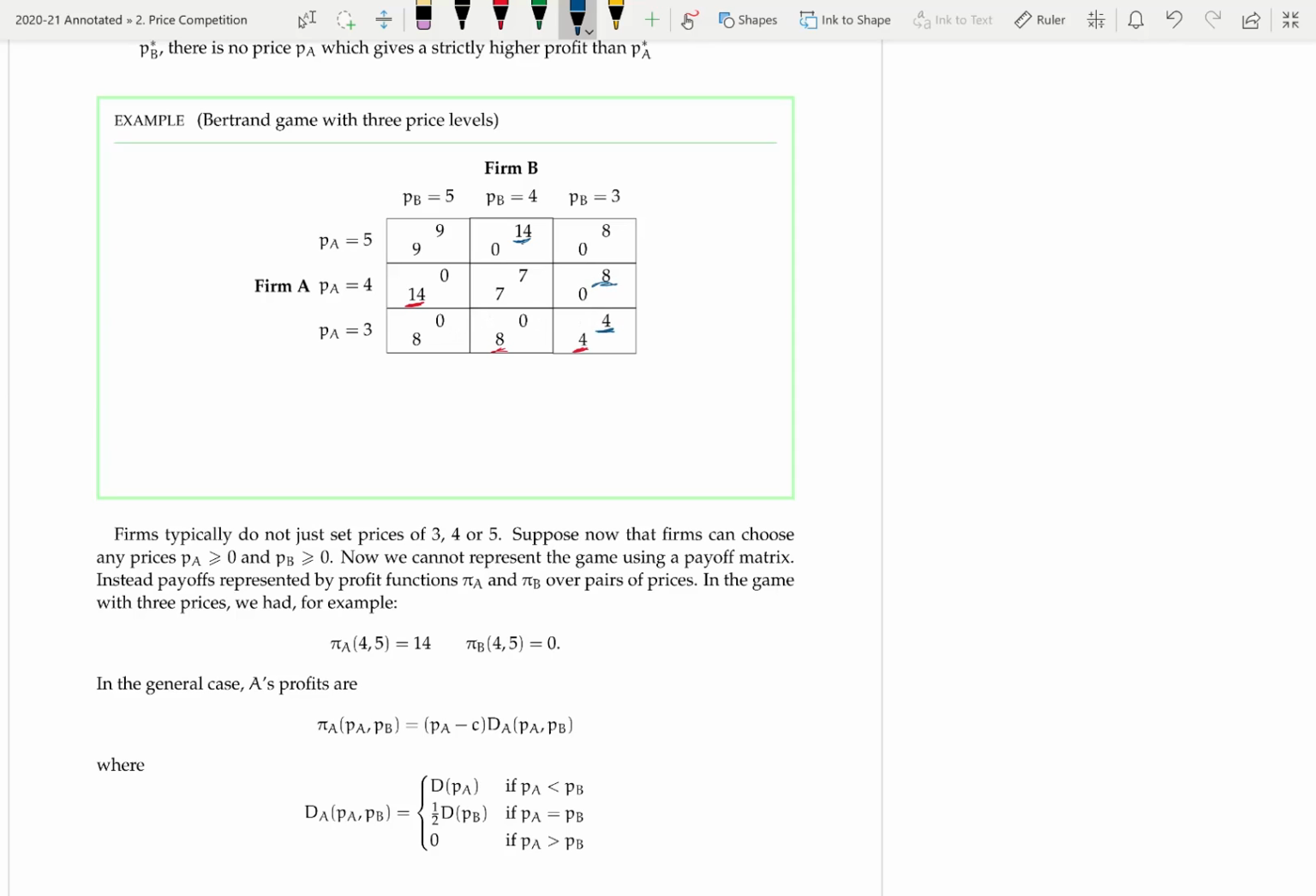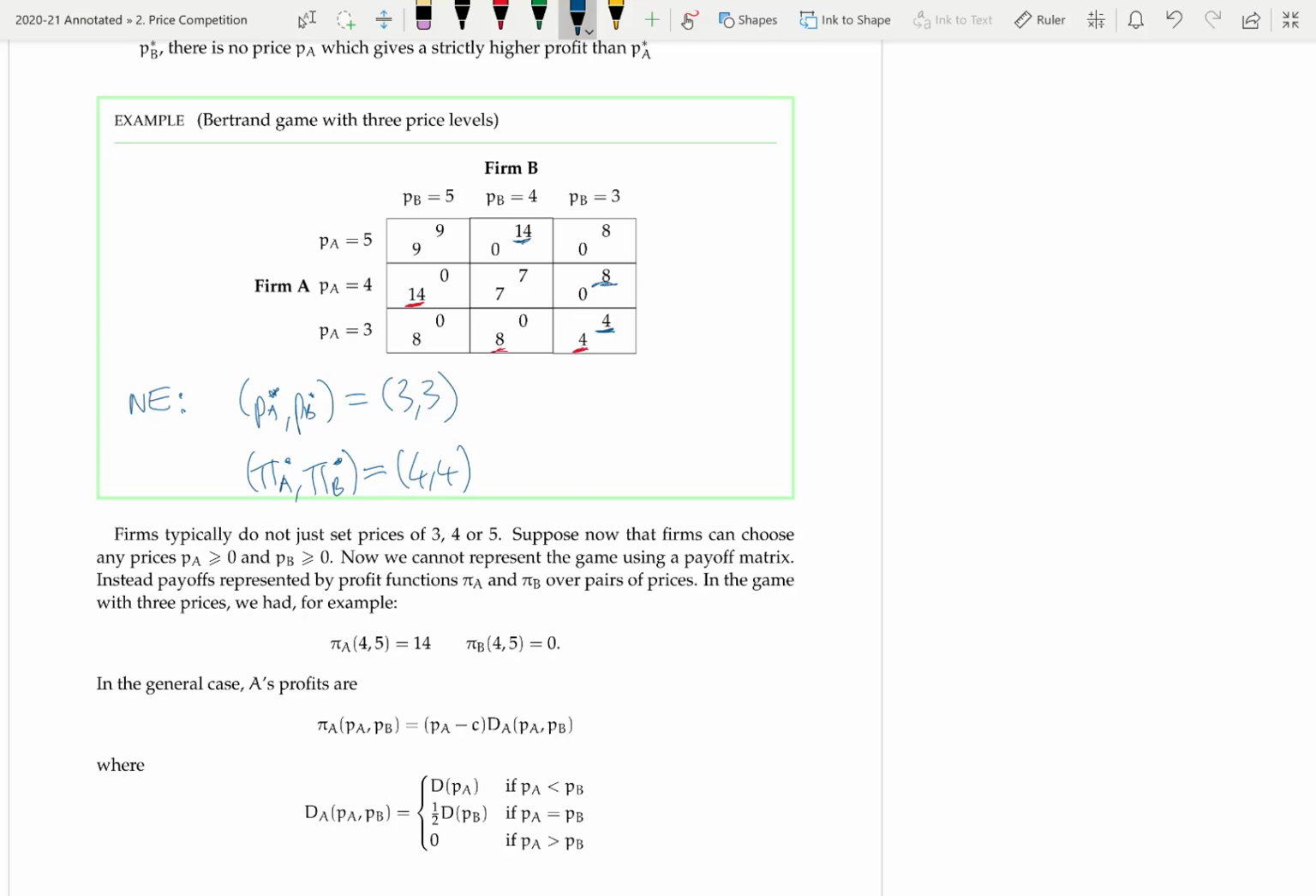The best response here is to charge a price lower than the other firm, if they can. When the other firm prices at 3, they can't lower their price, so they end up charging the same price. So the Nash equilibrium here is where they both price at 3. Those are the Nash equilibrium strategies. And then the payoffs, the profits, are equal to 4 for each firm.